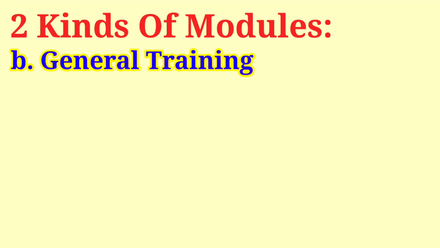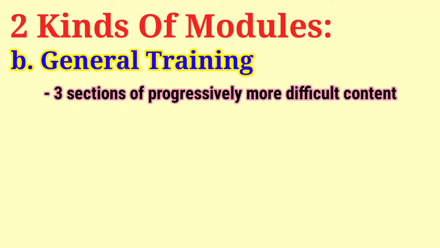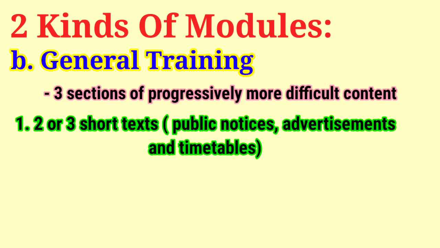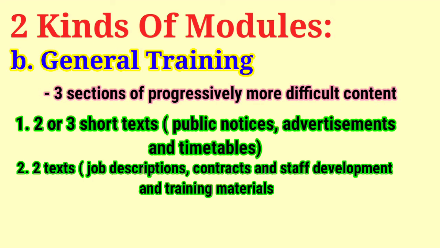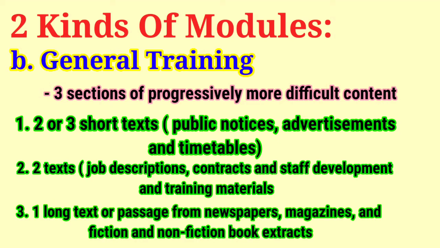The second kind of module is the general training. It has 3 sections of progressively more difficult content. 2 or 3 short texts could be about public notices, advertisements, and timetables. It could also be about job descriptions, contracts and staff development, and training materials. One long text or passage might come from newspapers, magazines, and fiction and non-fiction book extracts.